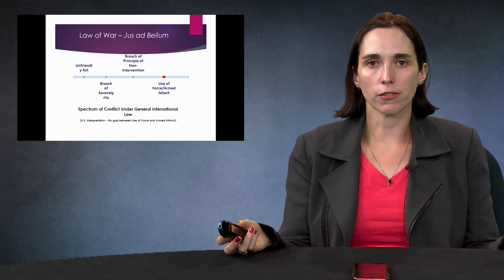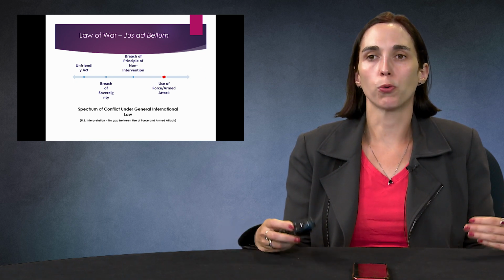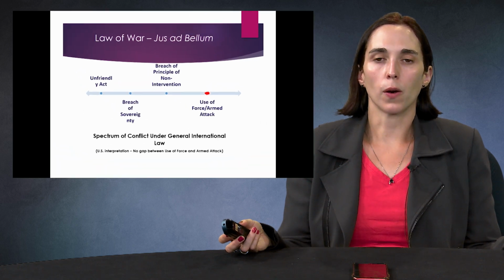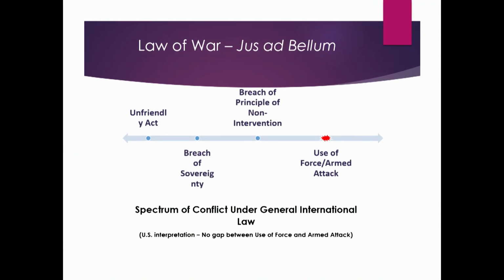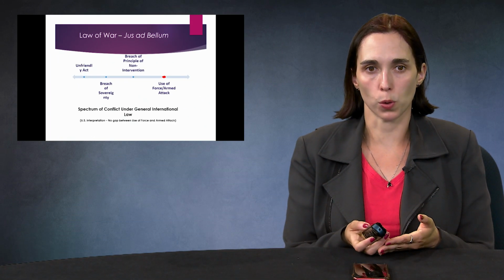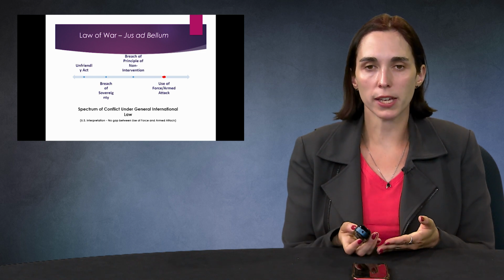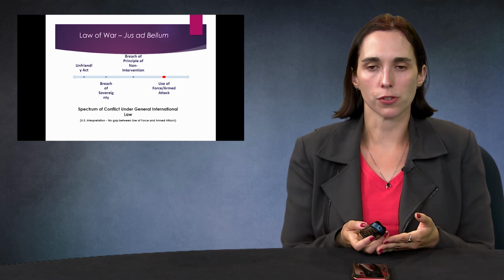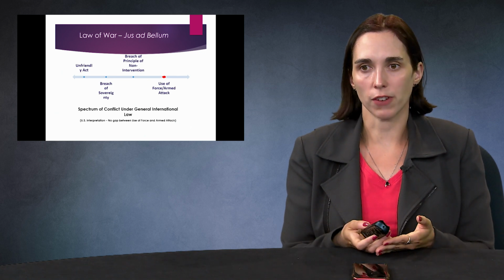So here we have that spectrum of conflict for the jus ad bellum perspective, so before we're in an ongoing armed conflict. So I've mentioned these terms, use of force and armed attack, and again, this is a whole class in and of itself, but the United States policy is that use of force and armed attack fall at the same point on this spectrum of conflict. So if another state has used force against the United States, it considers that to be an armed attack, and therefore the US can use force, legally speaking, in response. You cannot use force in response, legally speaking, for something that is less than a use of force or an armed attack, even if it is still a violation of international law.